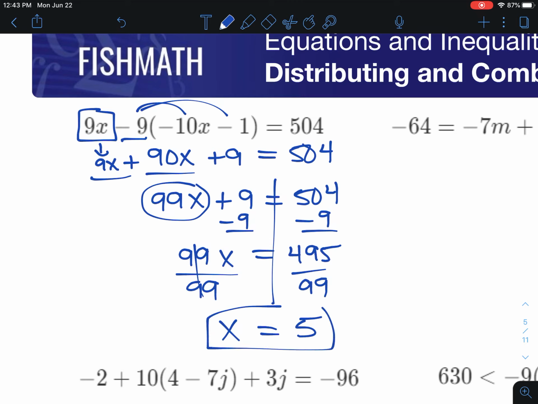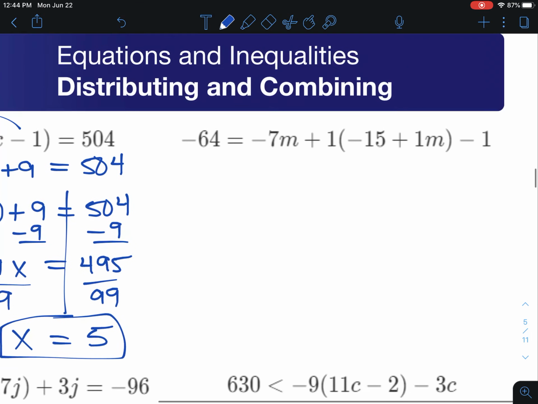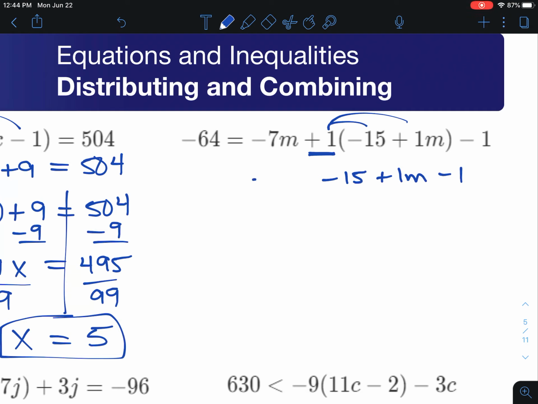So that's how we solve by distributing and then combining like terms, getting to a two-step, and then solving from there. This works for any letters. It could be x, it could be m, it could be anything. We're going to first distribute in. So this 1 is being multiplied in. Well, 1 times anything doesn't change it. So really you can just drop these parentheses and call it a negative 15 plus 1m, because 1 times both those things is keep them the same. Bring down the minus 1, bring down the negative 7m in front, and the equals 64 on the left.